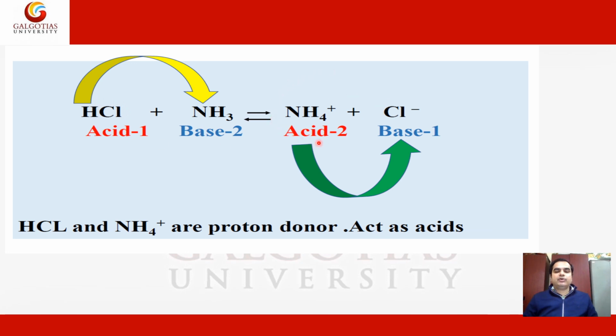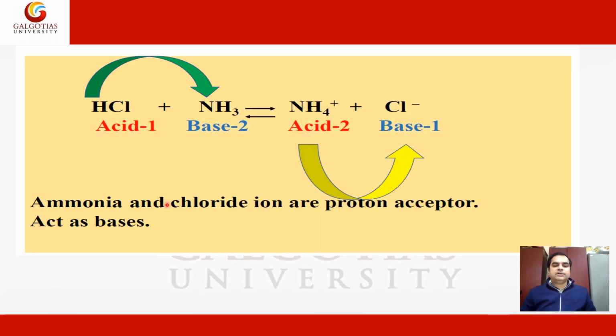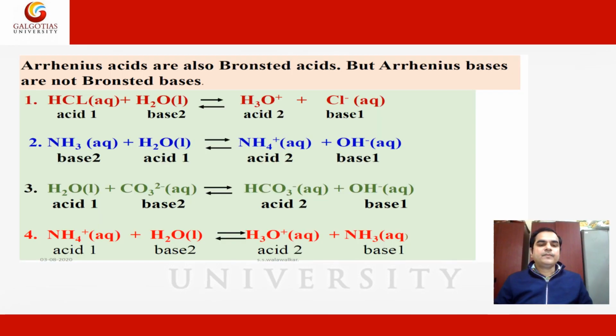Similarly, the ammonium ion can donate the H plus ion in the reverse direction, forming NH3, which is why it is referred to as an acid. So here HCl and the ammonium ion are proton donors, which act as acids. Now if we discuss ammonia and the chloride ion, both are proton acceptors and act as bases, as we discussed in the previous slide also.